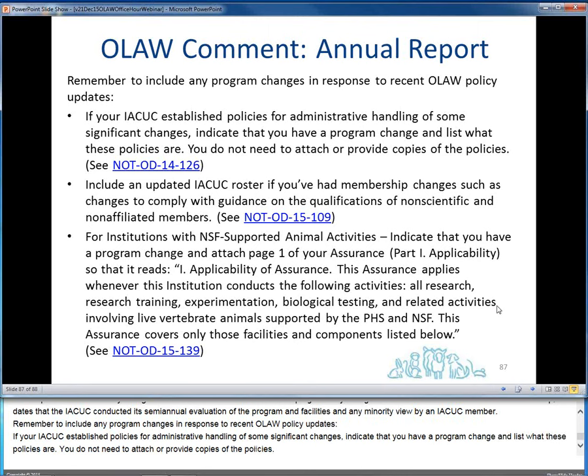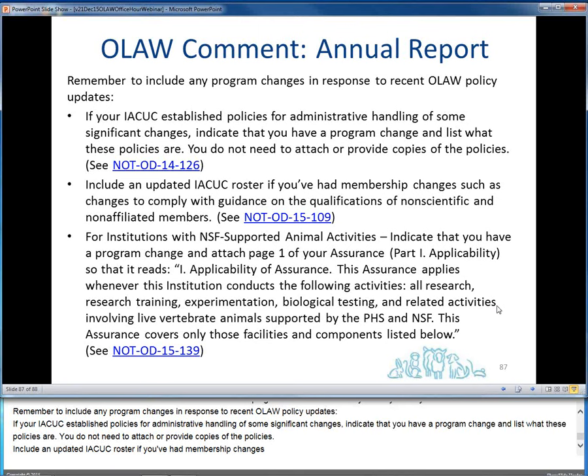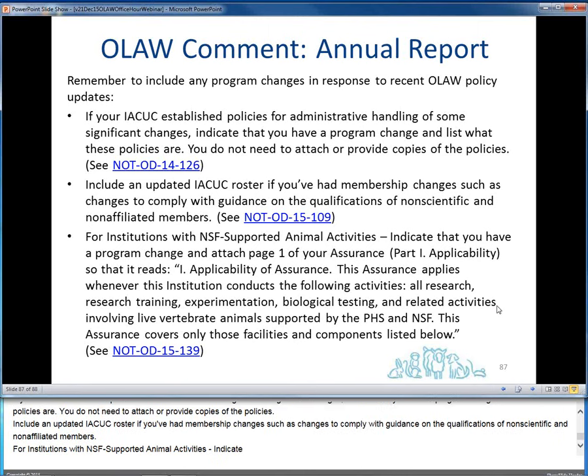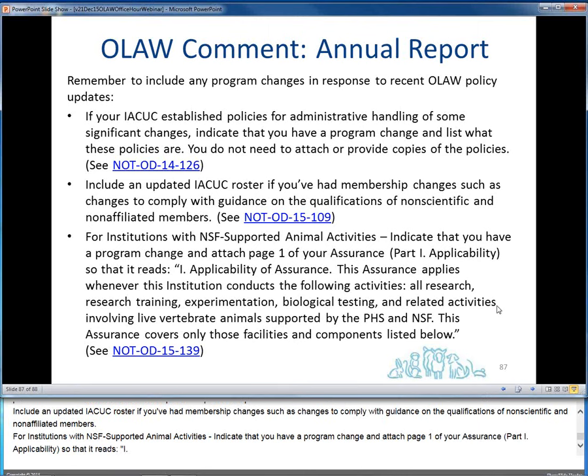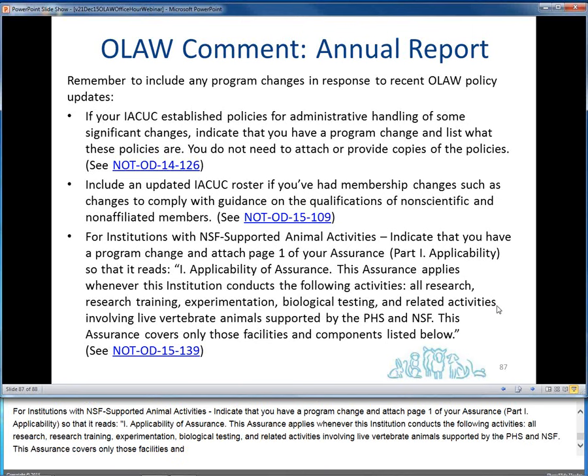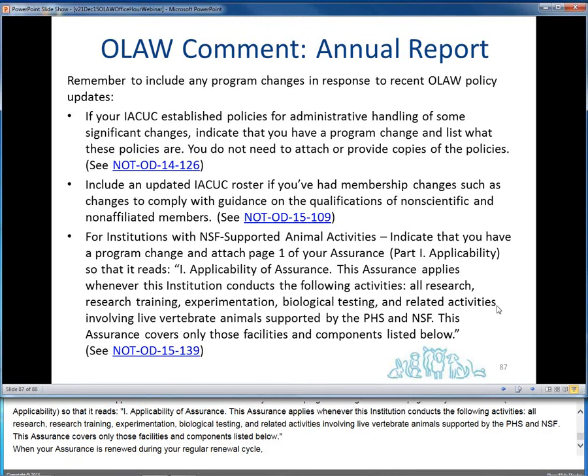Include an updated IACUC roster if you've had membership changes, such as changes to comply with the guidance on the qualifications of the non-scientific and the non-affiliated members. For institutions with NSF-supported animal activities, indicate that you have a program change and attach page 1 of your assurance, Part 1, Applicability, so that it reads, Applicability of Assurance. This assurance applies whenever this institution conducts the following activities: all research training, experimentation, biological testing, and related activities involving live vertebrate animals supported by the PHS and NSF. This assurance covers only those facilities and components listed below. When your assurance is renewed during your regular renewal cycle, the assurance document will be updated and submitted to include NSF as applicable.